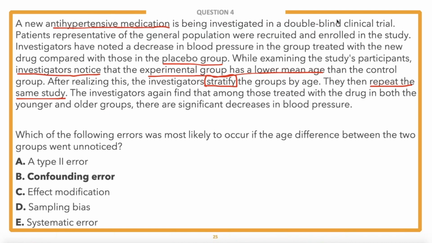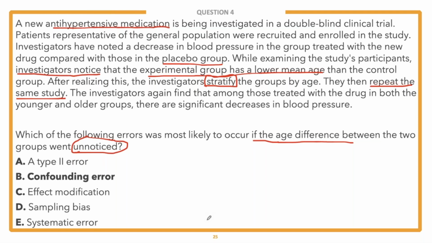Effect modification would have also been a good option. But why is that wrong? Well, effect modification is when you're aware of the change. In this question, they're asking which of the following errors was most likely to occur if the difference was unnoticed. The unnoticed part makes it not effect modification. With effect modification, you're aware there is something modifying it, either positively or negatively. But the fact that it's unnoticed would make it a confounding error.